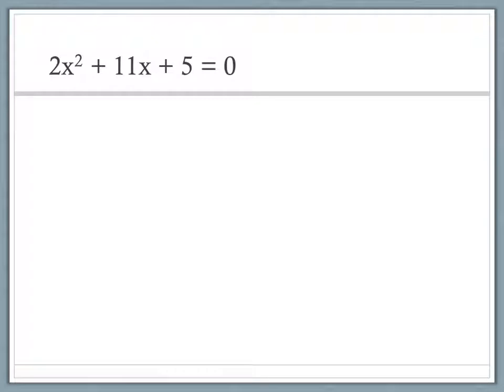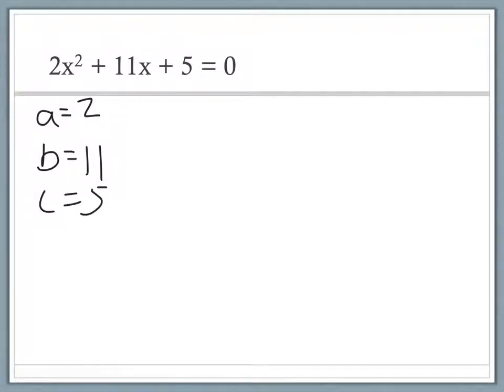Alright guys, here's our first example. If you look, it's equal to 0, so I don't have to move anything over. I can go ahead and do like we did yesterday and find my a, my b, and my c. Okay, now be careful with the signs. I have a positive 2, this one was a positive 11, and my c was a positive 5.